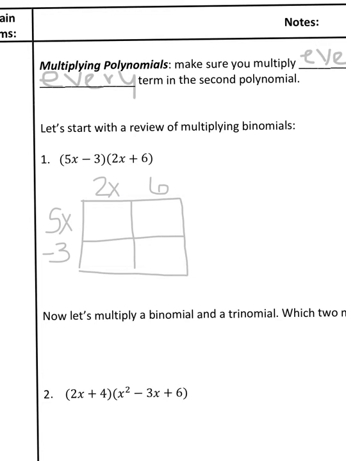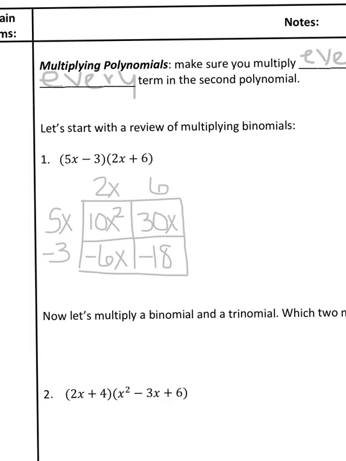So 5 times 2 is 10. x times x, x squared. 5 times 6 is 30 times the x. Negative 3 times 2 is negative 6 times the x. And negative 3 times 6 is negative 18. So we multiplied 5x minus 3 times 2x plus 6.